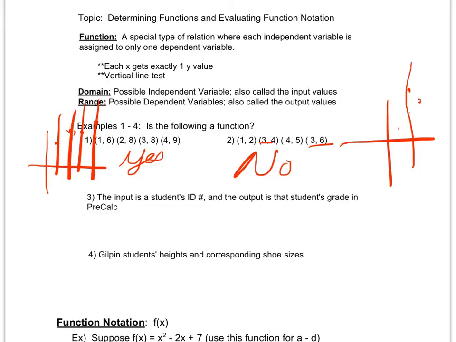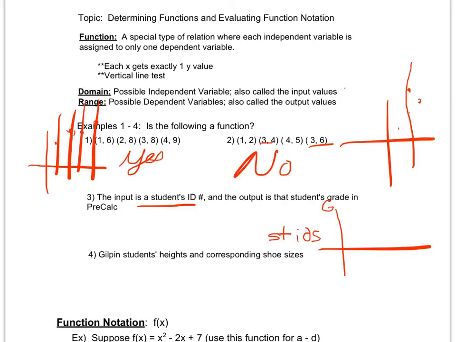What we really want to focus on, though, is not just that I can do it with points, but what about if I'm talking about an application type problem? What if the input, which would be my domain values, is student ID numbers, and the output is the student's grade? Well, if the input is student IDs, I'm going to put my student IDs on the x-axis, and then the output is the grade. So the grade I'm going to put on the y-axis. I'll just put G.